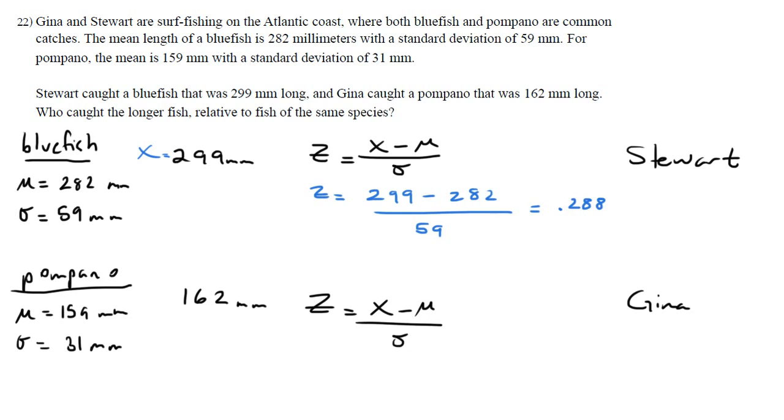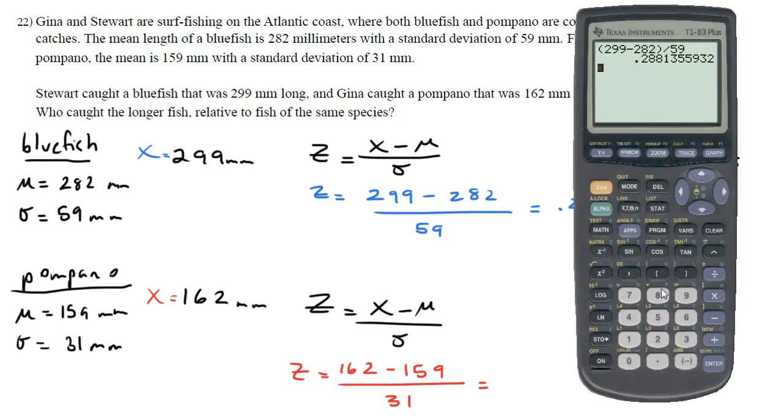I'll use red for the pompano. The length of the fish that Gina caught was 162, minus the mean, divided by the standard deviation. Let's do our calculation. For Gina we have 162, numerator in parentheses, minus 159, divided by 31. That's 0.0967, so let's say 0.097.